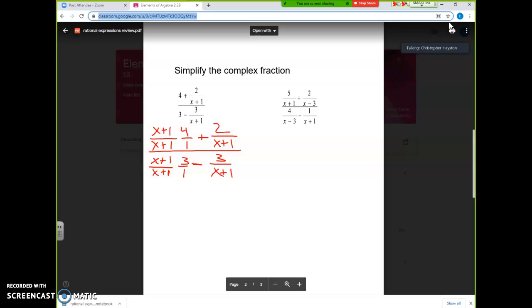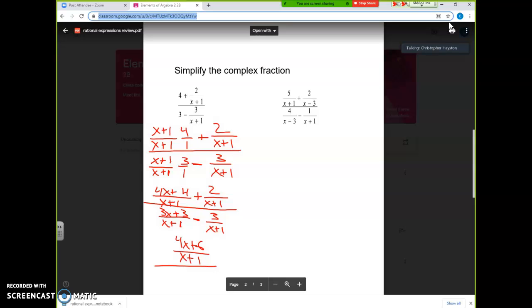So essentially, I just got the common denominator for all four fractions. Now 4x plus 4 over x plus 1 plus 2 over x plus 1, over 3x plus 3 over x plus 1 minus 3 over x plus 1. Now, watch what happens. On the top, we get 4x plus 6 over x plus 1. And on the bottom, the 3's cancel.